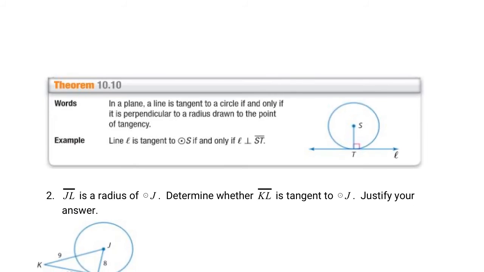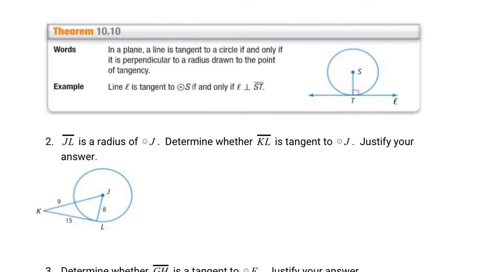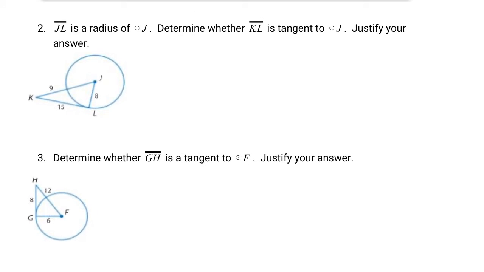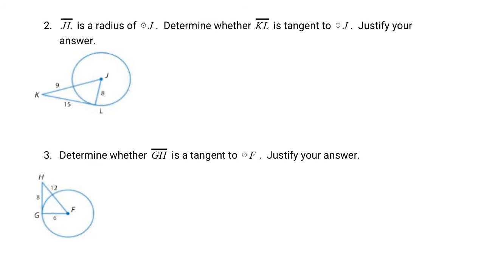Theorem 10.10: In a plane, a line is tangent to a circle if and only if it is perpendicular to a radius drawn to the point of tangency. So we've got a line L here that goes across the bottom of circle S, and it's tangent to circle S only if ST is perpendicular to L. Let's look at what that means for the next couple problems.